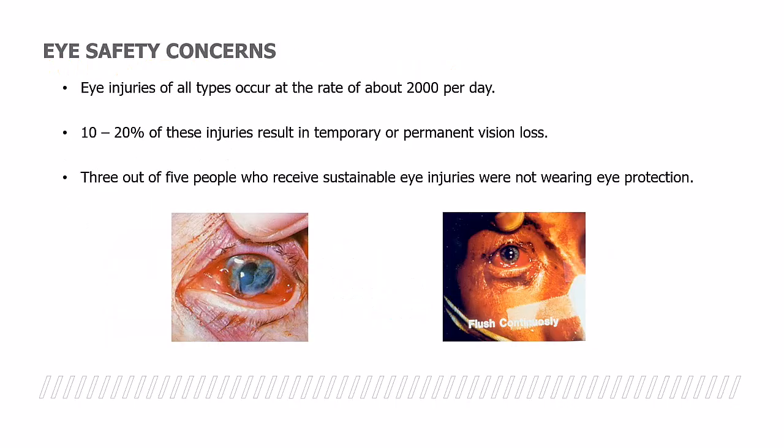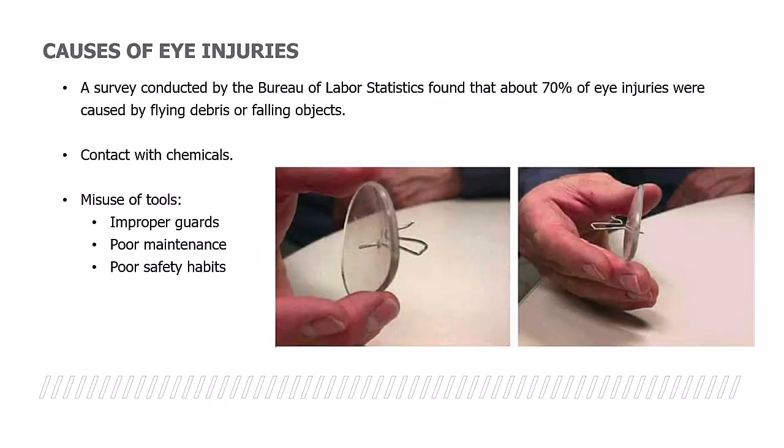Some safety concerns as far as eyes are concerned: injuries occur in all types, at the rate of about 2,000 per day, right here in the United States. 10 to 20% of those injuries resulted in temporary or permanent vision loss. You take a group of 5 people, 3 of those who received sustainable eye injuries were not wearing eye protection. Okay, it's provided to the employee free of charge. It is available, and it's up to the employee to actually wear the assigned eye protection that the department does recommend for that particular job task.